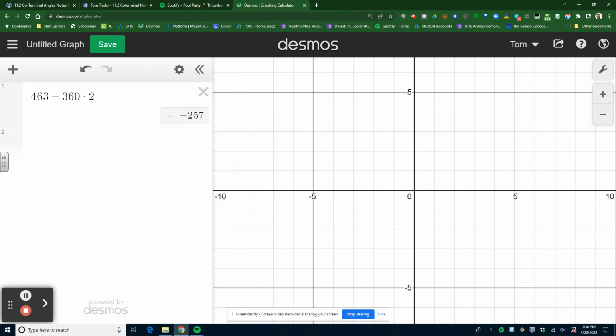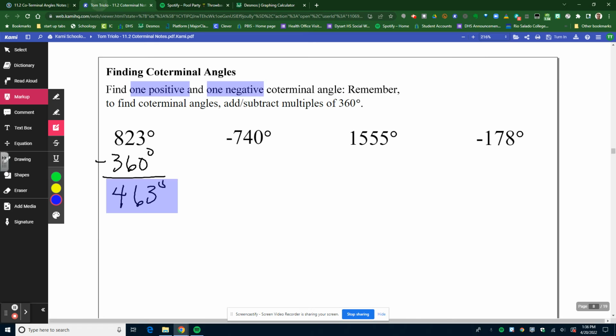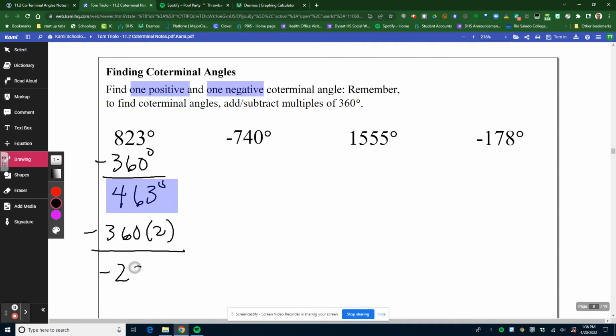Negative 257. We just looked at that one. So we're subtracting 360 twice, and I got negative 257 degrees.